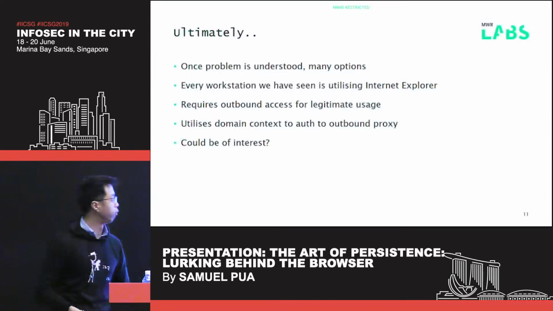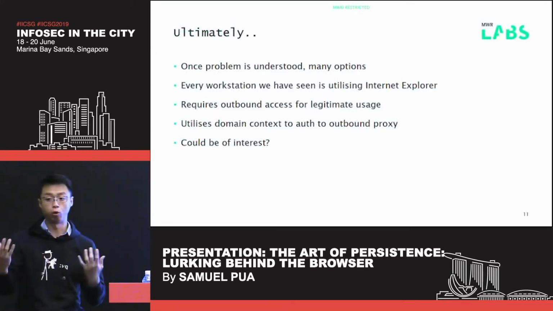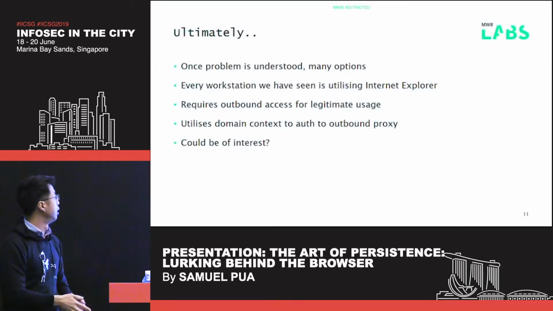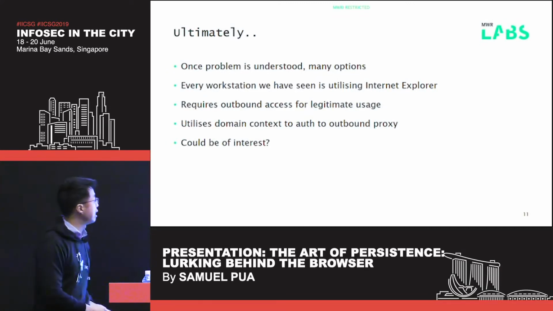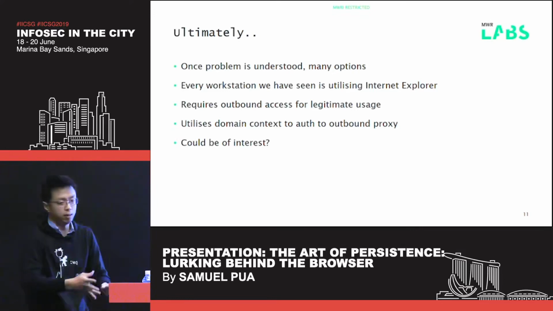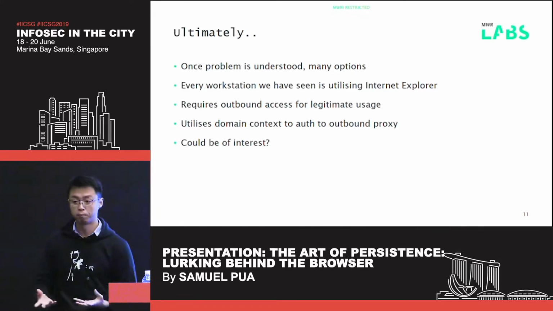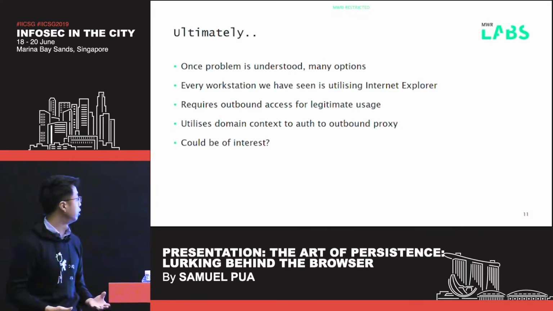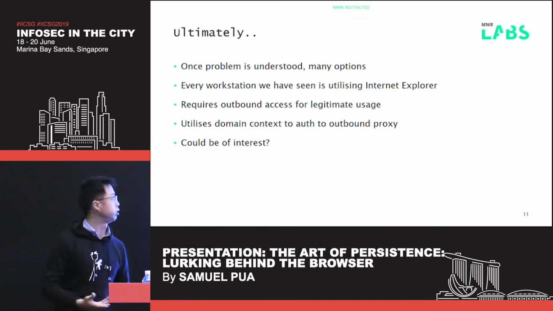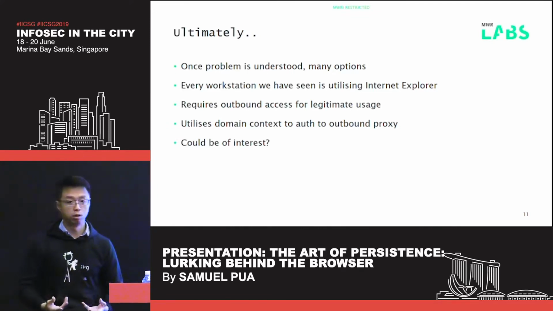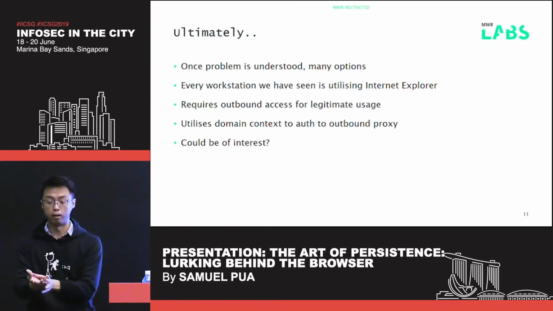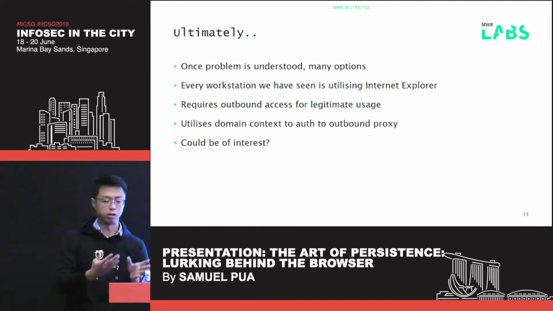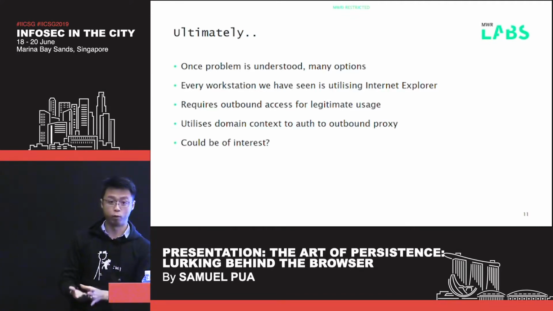So ultimately, once we know that we have to resolve these 2 goals, we could consider many options. And this is where we start to weigh the options. As we weigh the options, we realize that every workstation we have seen is using Internet Explorer. The advantage of Internet Explorer is that it requires outbound access for legitimate usage. As you browse the web, or visit a web app by your company, essentially people need to surf the web anyway.